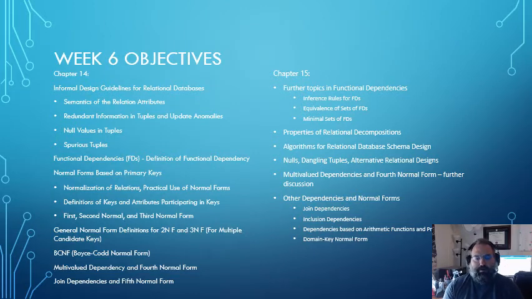Chapter 15 talks about further topics in functional dependencies, properties of relational decomposition, algorithms for relational database schema designs, nulls, dangling tuples, alternative relational designs, multi-value dependencies, and fourth normal form, further discussion.